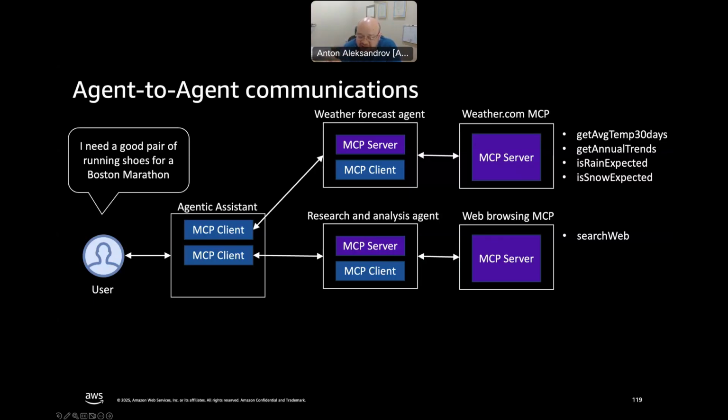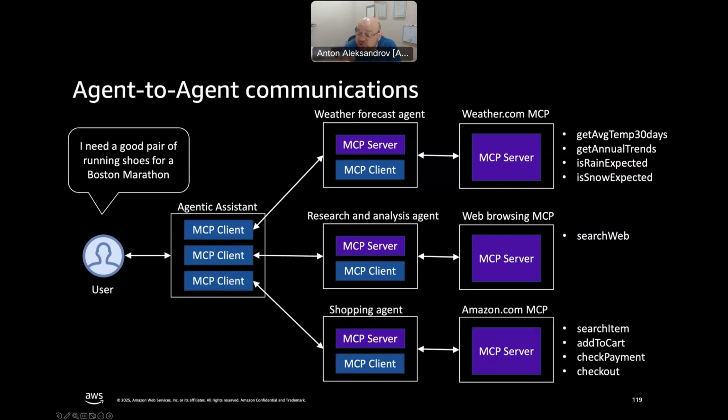And once that agent identifies the right shoes, your orchestrator can go to a shopping agent, which can use something like Amazon.com MCP, which I completely made up. I'm not aware of an Amazon.com MCP, right? To find the best deal on these shoes, add them to the cart and actually buy them, right? This is how multi-agent systems collaborate, right? This is how you can use MCP to facilitate this collaboration.